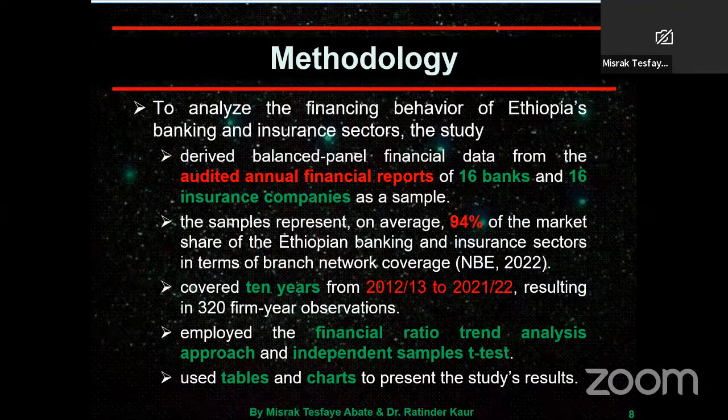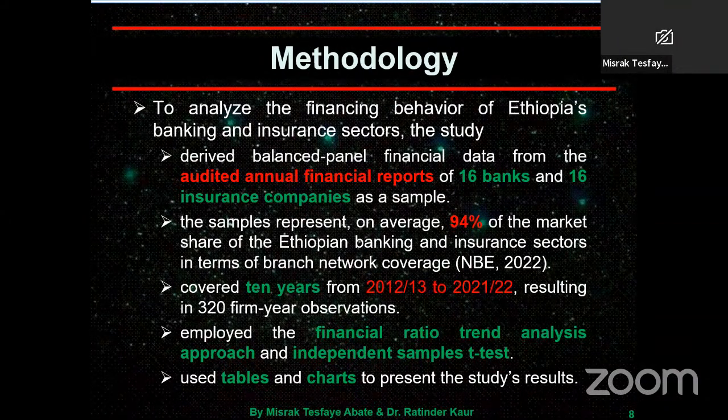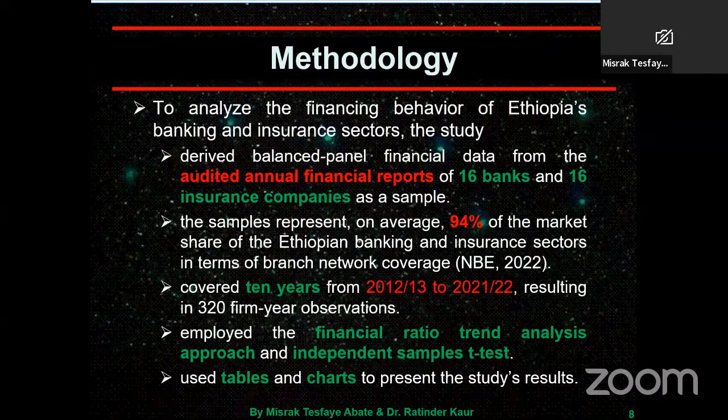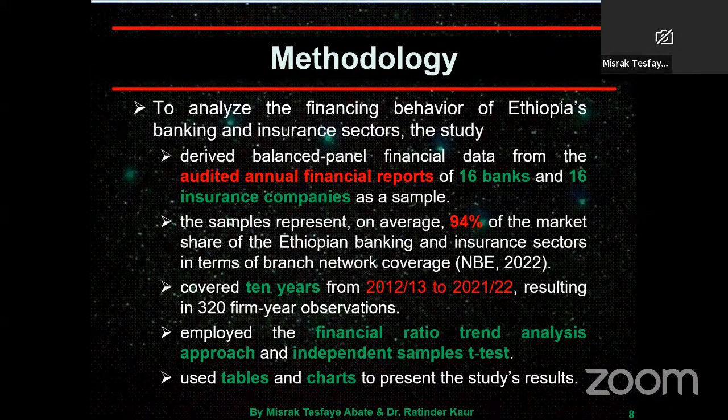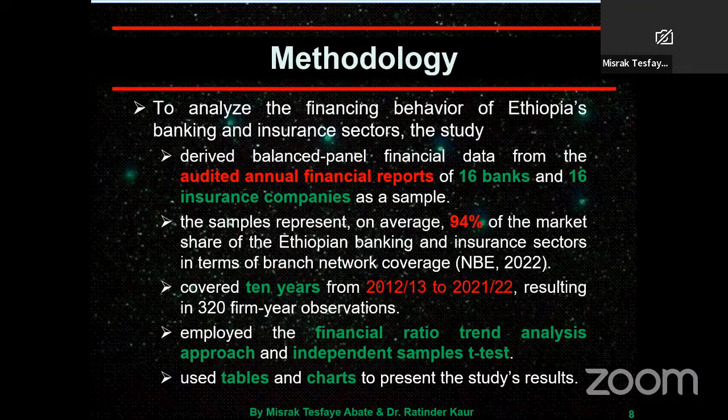The parameter was based on the benchmark, the branch network coverage. The study also covered the latest 10 years of data, from 2013 to 2022, which results in 320 observations. The study also employed a financial ratio trend analysis approach and an independent sample t-test for comparison, and used tables and charts to present the results.